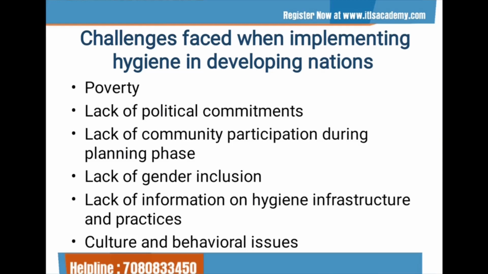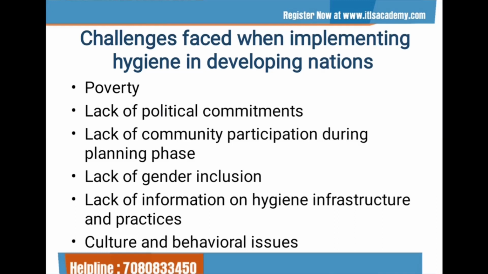Next point is the lack of political commitment. Most of the hygiene initiatives are implemented by non-governmental organizations, that is the NGOs, and rarely by government. Despite advocating for water sanitation and hygiene, there are not enough initiatives introduced by government through relevant ministries.